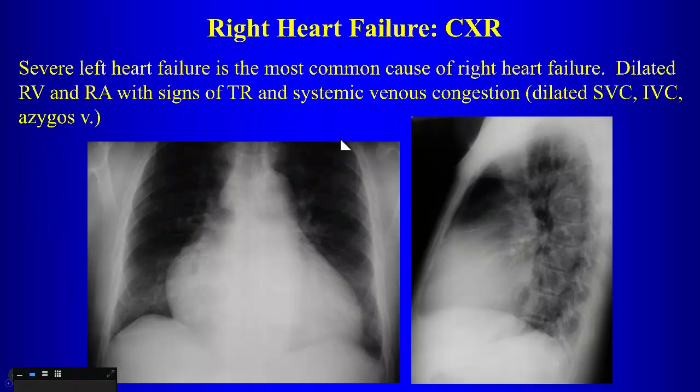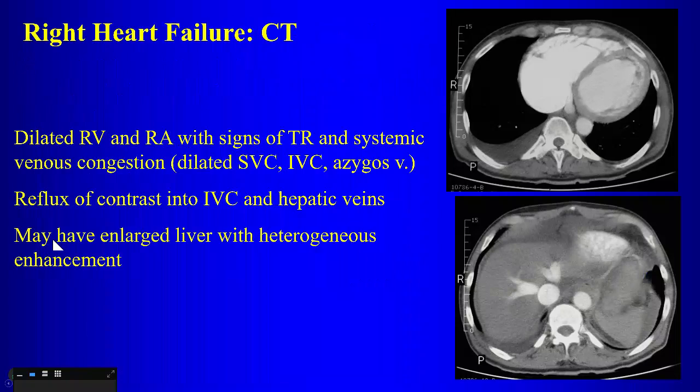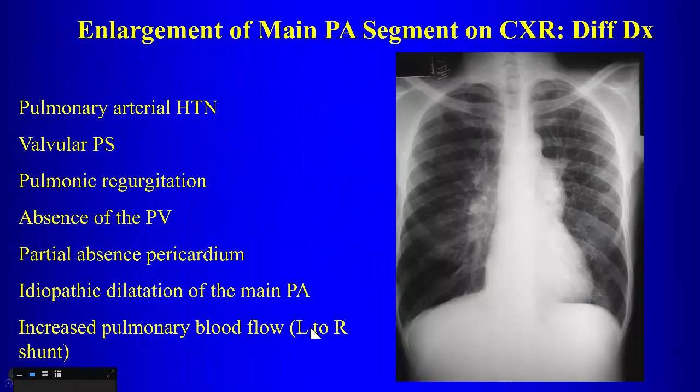What are the signs of right heart failure on chest x-ray? Dilated right chambers. You can see on the lateral view the right ventricle is dilated. Here the right atrium is also dilated, so dilatation of the right heart is a sign of right heart failure on chest radiograph. On CT you see the big right atrium and right ventricle, big IVC, and dilated hepatic veins. All of those are signs of elevated right heart pressure.